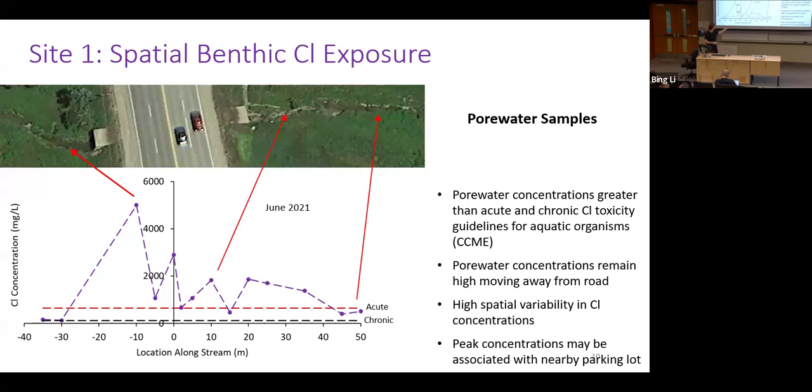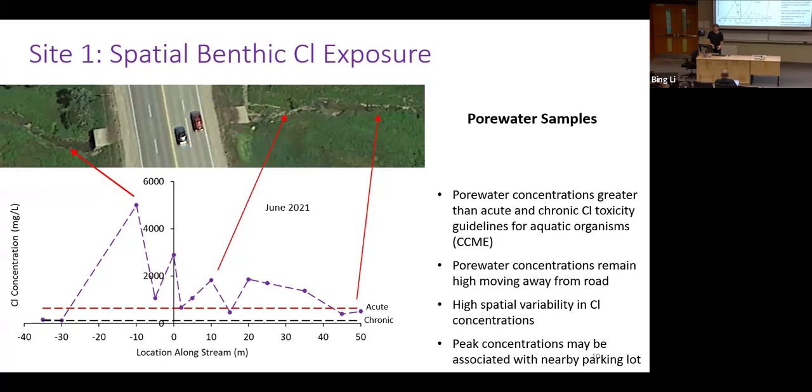So, and then this red line is the acute toxicity guideline and the black is the chronic that I outlined earlier. So basically, the chloride concentrations measured in the pore water from the wells that I showed earlier are often higher than the toxicity guideline, and nearly always higher than the acute toxicity guideline. Sorry, meaning that species living in this benthic zone are experiencing chloride concentrations greater than what Canada has outlined to be reasonable for them.